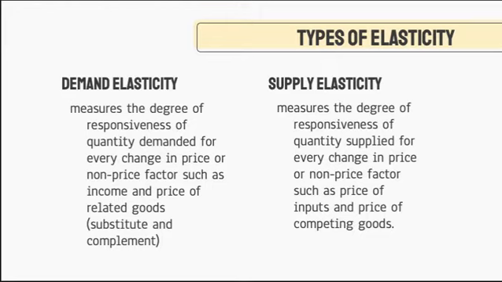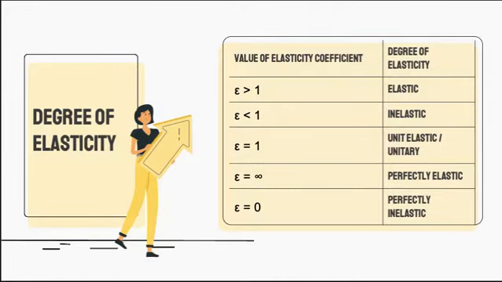As of this point, let me note that every value of elasticity derived determines a corresponding level of sensitivity or responsiveness. It is termed as degree of elasticity, which are as follows. When E is greater than 1, it is said to be elastic. That means the percentage change in quantity is higher than the percentage change in price.